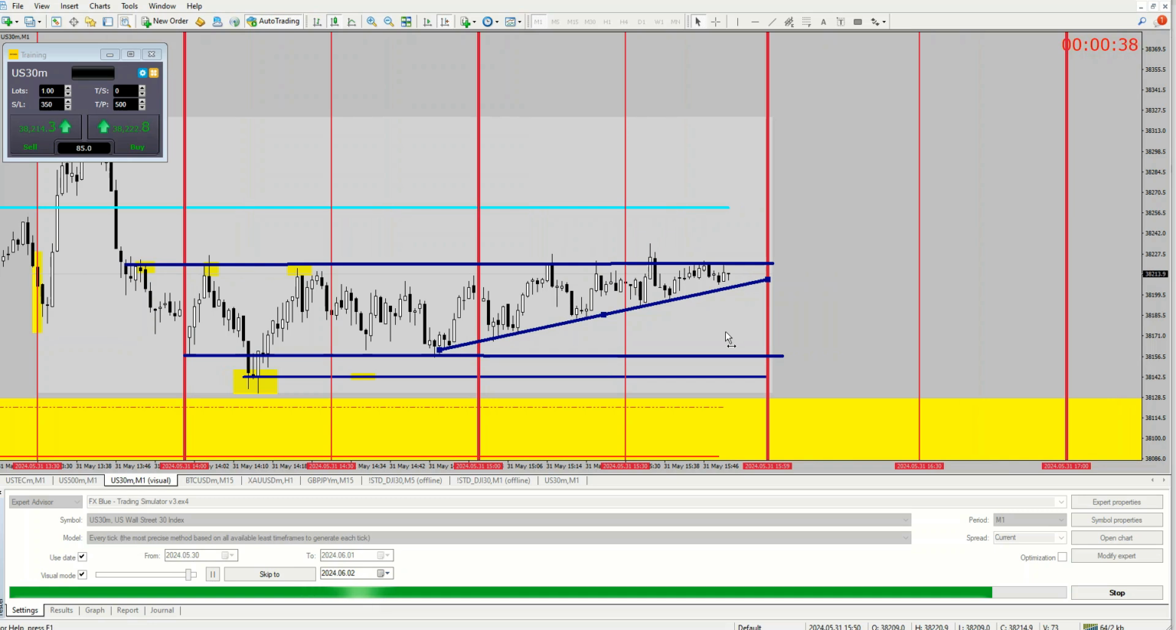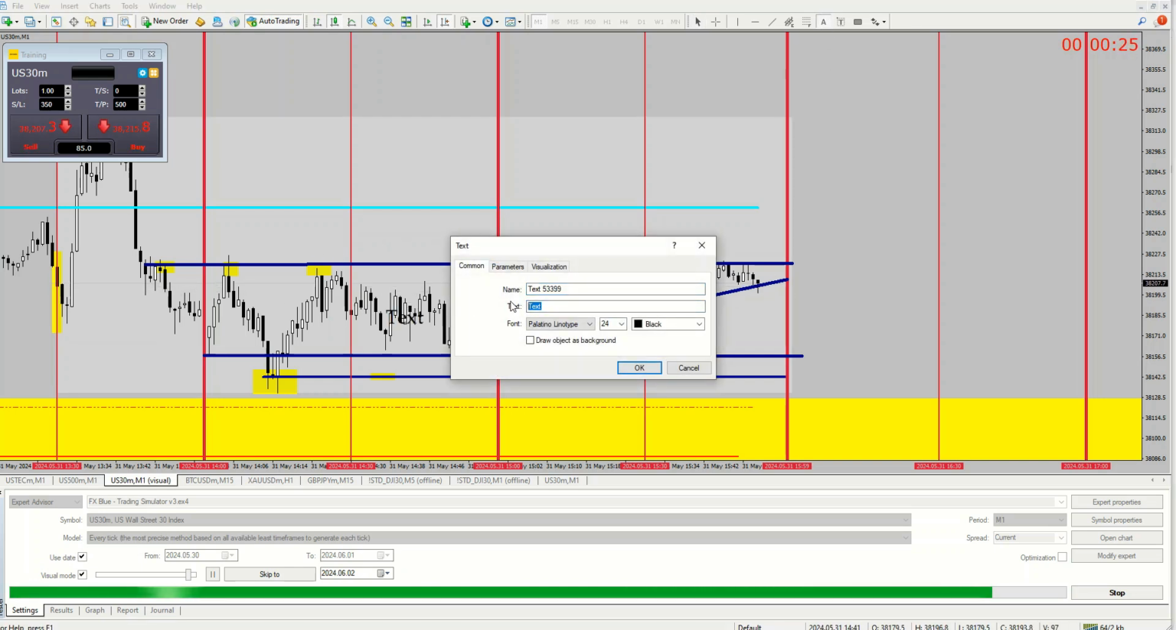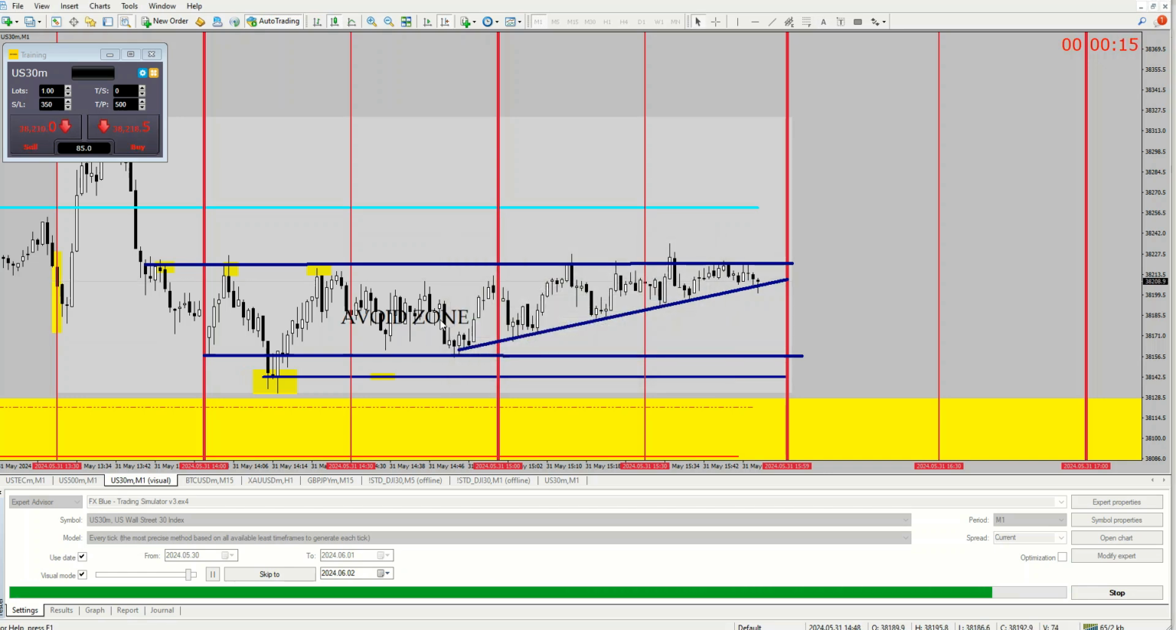So I'm showing you things that will help you, things that will work for you. If you see a pattern like this, remember we are still inside a big rectangle. What I usually do when I see a tight rectangle like this, I'll just put some text here and say avoid zone. And remember we're still gonna look at how to avoid bad patterns.